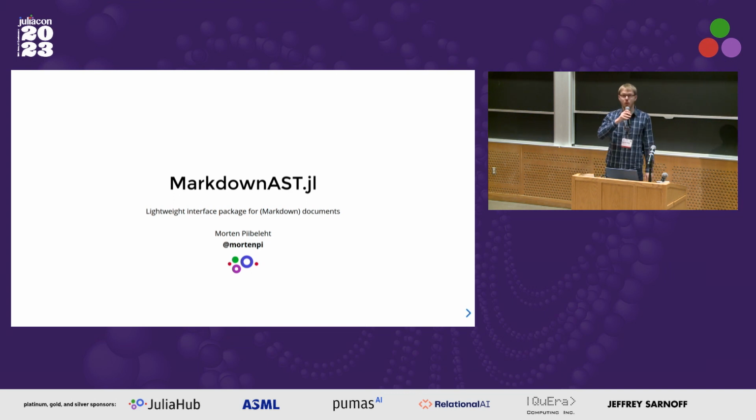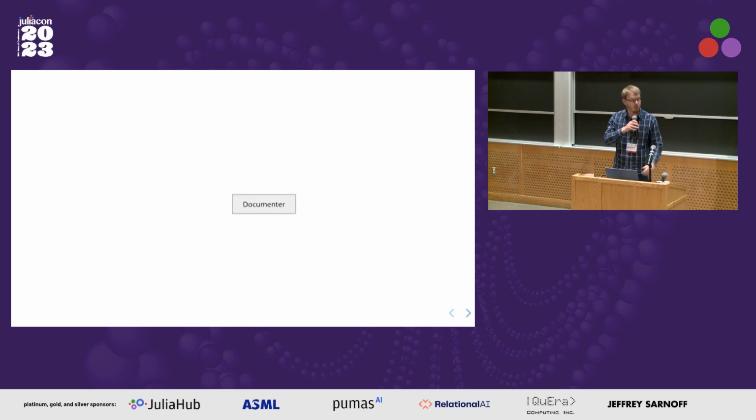And yeah, so MarkdownAST is a tiny interface package for Markdown documents. Some of you may know I also dabble with Documenter.jl, and I want to motivate this package. The motivation came from Documenter.jl, so I'm going to explain the motivation through Documenter. If you don't know Documenter, it's a static site generator that we use to generate the Julia manual, and a bunch of packages are using it as well.